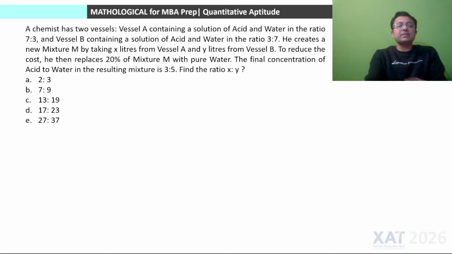Next one. A chemist has two vessels. Vessel A contains a solution of acid and water in the ratio 7:3. Vessel B contains another solution of acid and water in the ratio 3:7. He creates a new mixture M by taking X liters from vessel A and Y liters from vessel B.